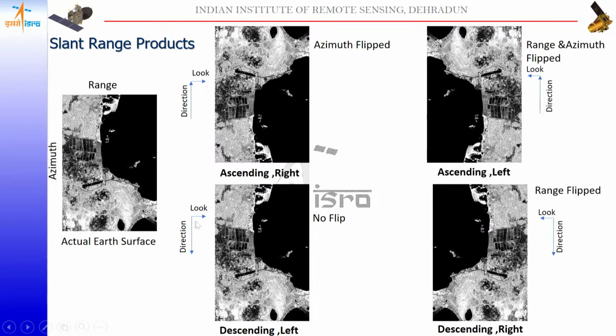Now in case of descending left there will be no flip of the data, and in case of descending right there will be a range flip. So we can have four images of the same area. Due to the acquisition geometry there is flipping of the features, and this is not a geometrically corrected image. So we will do some geometrical corrections on the slant range product to get level 2 products.